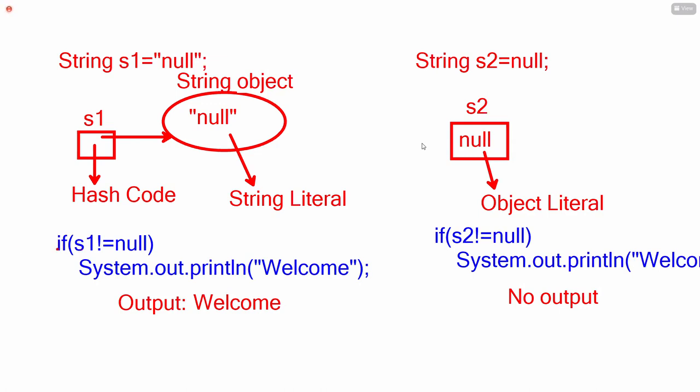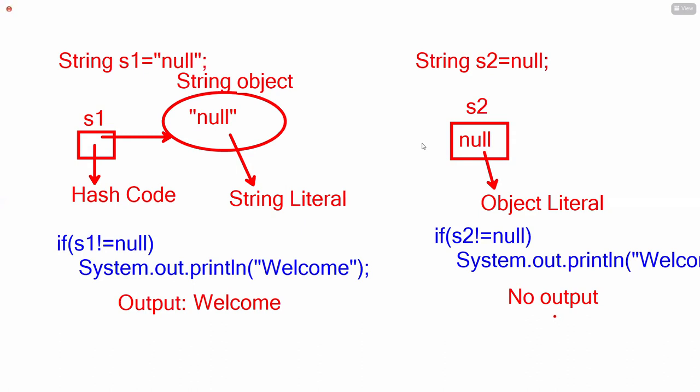Is it completed? Here, what does S1 contain? Hash code. Hash code not equal to null, true or false? That is the reason welcome is printed. Here, what does S2 contain? Null not equal to null. That's why there is no output.